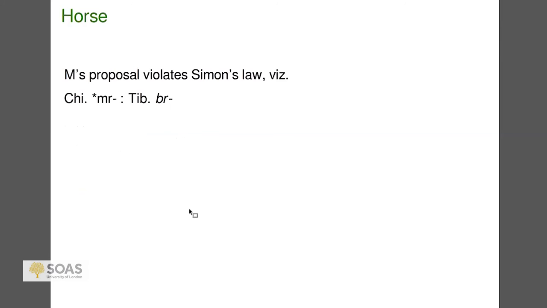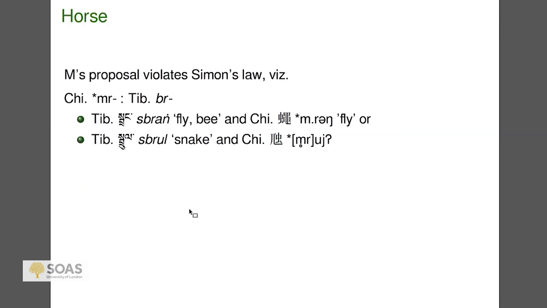It's a discovery of Walter Simon's, which is that an MR in Chinese should correspond to a BR in Tibetan. So you get the word for fly, like bzz, fly, is zbrang in Tibetan and mrung in Chinese. And the word for snake is zbrul in Tibetan and mrui in Old Chinese.